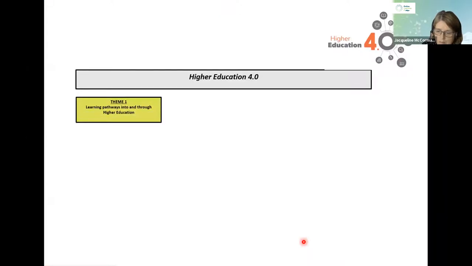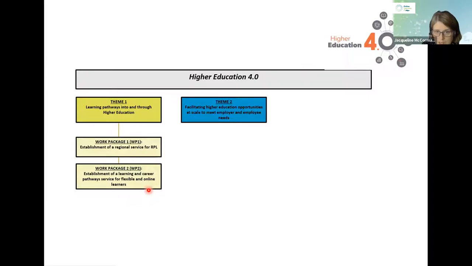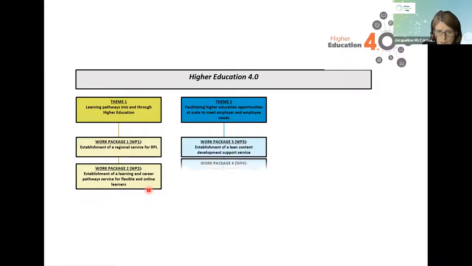So I don't have time in this 5-minute presentation to go through the details of the project, so I'll just quickly put it up. There are three themes in it. The first is the one to do with the learning pathways into and through higher education, the aspects to do with RPL and the career pathway service. The second theme then is to do with the innovation aspect about helping us to facilitate these opportunities at scale to meet the needs of employers and employees.